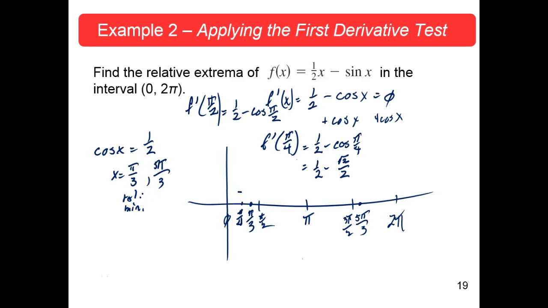So let's move over to 5 pi thirds. Pick me a point to the left of 5 pi thirds. 3 pi over 2 looks like a good candidate. And what is the f prime of 3 pi halves? That would be 1/2 minus the cosine of 3 halves pi. Anyone know what the cosine of 3 halves pi is?